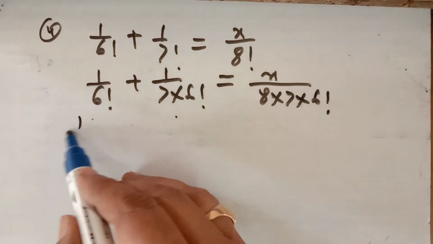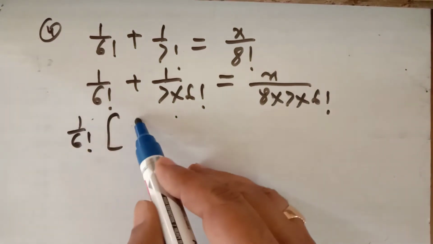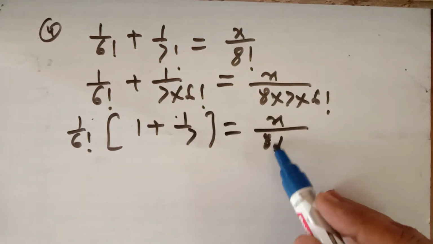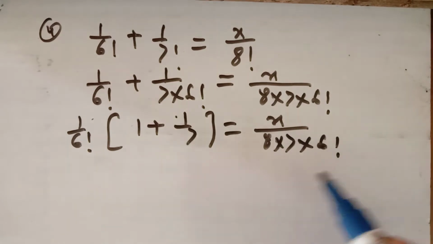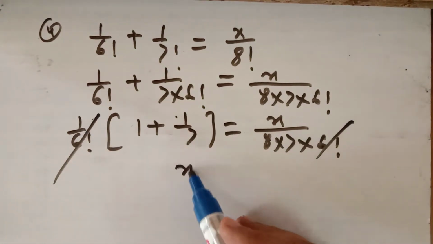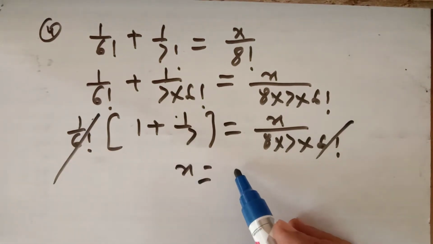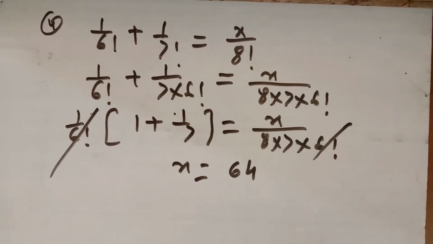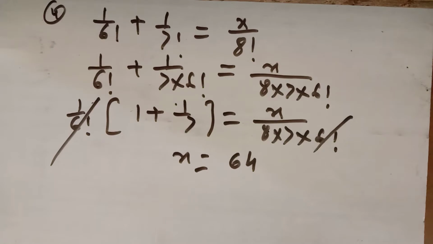Why have I done this? Because I can take 1 upon 6 factorial common, which will be equal to this, and this will be cancelled out. Yes, it cancels, and when you solve it, you will get the value of x as 64. So you can take common and cancel this 6 factorial.